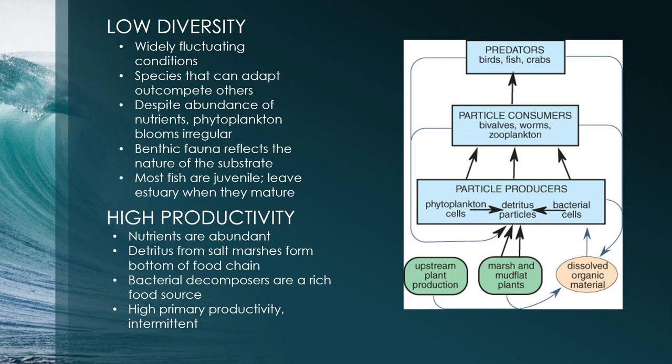So things eat not just the plants, but they'll eat the bacteria that are breaking down the plants. Now, one thing to note is that we have very high primary productivity, but it can be intermittent. It can depend on conditions. It can depend on seasons, things like that. So even though we do have high productivity, it's not necessarily year-round. It's not necessarily year after year after year.